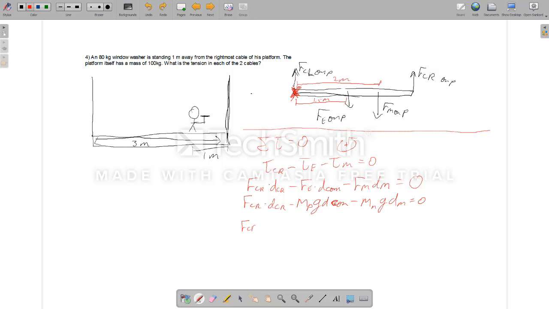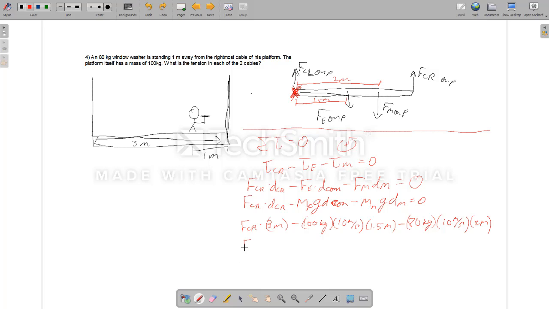So force cable right, we don't know, times the distance from the cable to the right, which is 3 meters, minus the mass of the platform, which I said was 100 kilograms. Notice here I can't cancel g because this expression does not have g in it. I'm going to use g as 10 meters per second squared because it makes things easier. The distance to the center of mass is 1.5 meters. And then minus, once again, the mass of the man, which was 80 kilograms, times g, 10 meters per second squared, times the distance to the man, which we said was 2 meters.